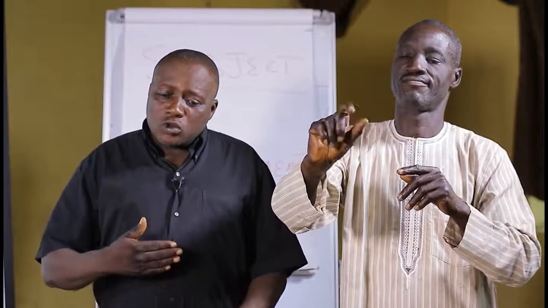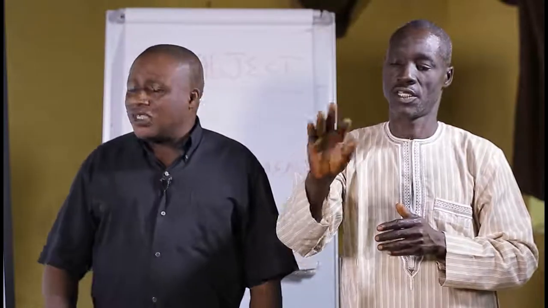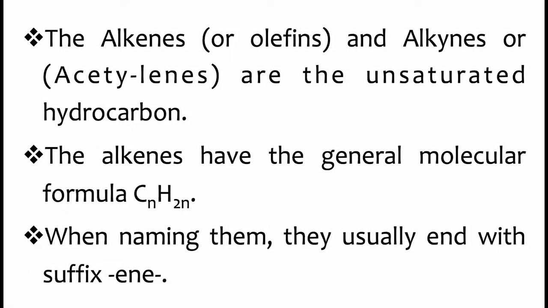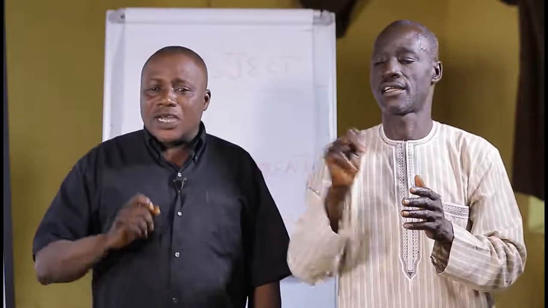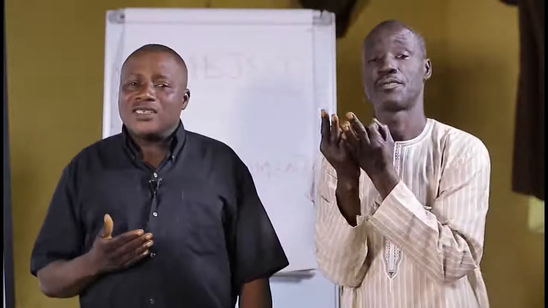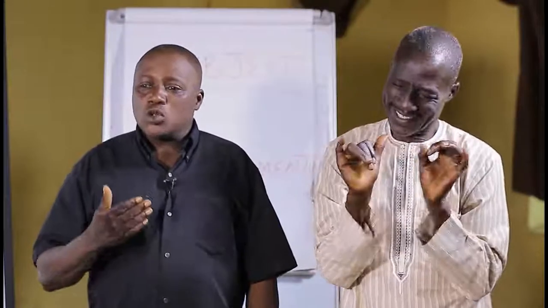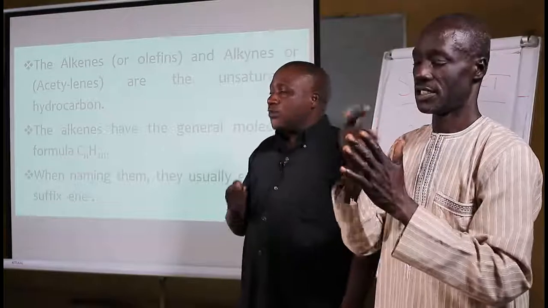Like I said, because we are going to deal with alkenes today, let us look at the general molecular formula of this alkenes family. The general molecular formula of the alkenes is CnH2n. And whenever you are naming this alkene family, they usually end with the suffix "-ene". If it is the alkyne, they usually end with the suffix "-yne". Now that we're talking about the alkenes, it's just like you belonging to one family. You bear the name of your father, isn't it? So it is with these organic compounds. They also have a suffix that shows the homologous series of the family to which they belong.